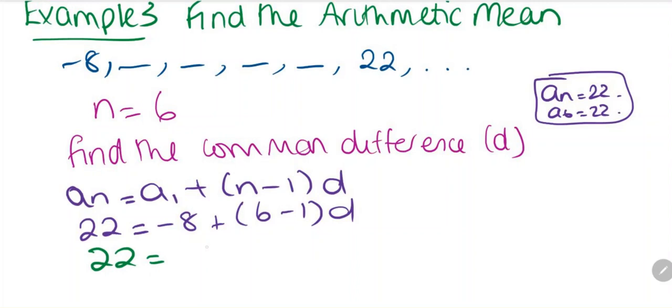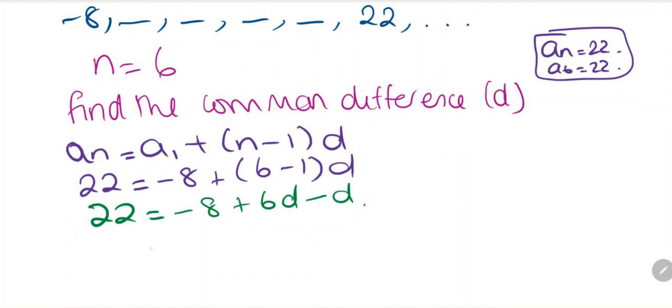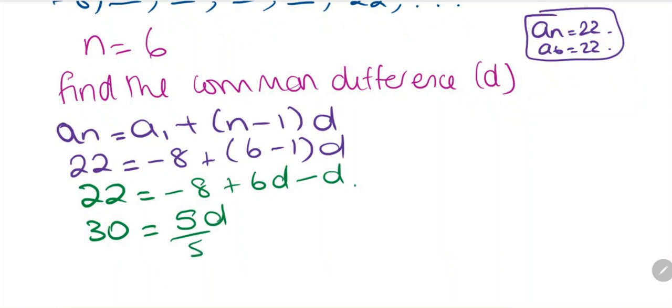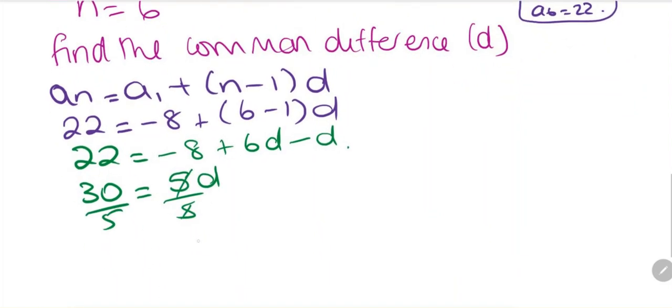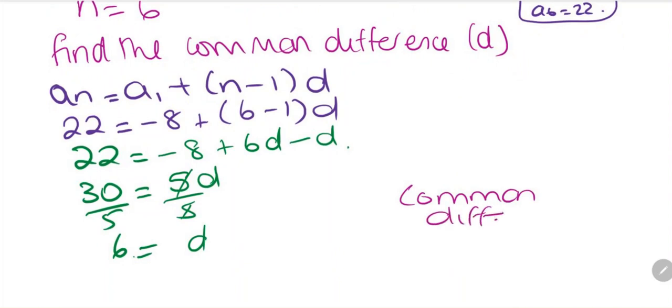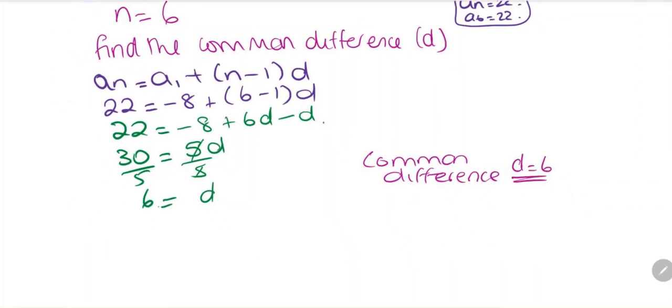So we have minus 8. And then we have 6 times d is 6d, and minus 1 times d is minus d. So I'm just going to rearrange. So that's 22 plus 8, so that's 30. And 6d minus d is 5d. So I'm just going to divide both sides by 5. And d is equal to 6. So now I've found my common difference. So the common difference, d, is 6.